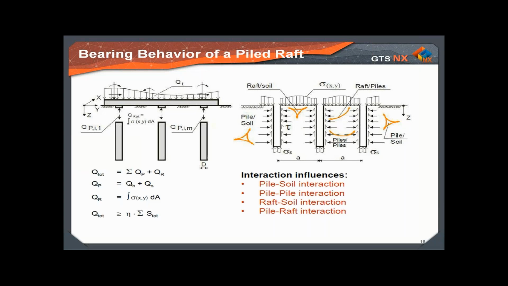And the pile bearing capacity is in itself the summation of the base capacity plus the shaft capacity. The raft bearing capacity is the contact stress over the area of the raft. And this total bearing capacity of the pile raft should be larger than the applied loads multiplied by the factor of safety.